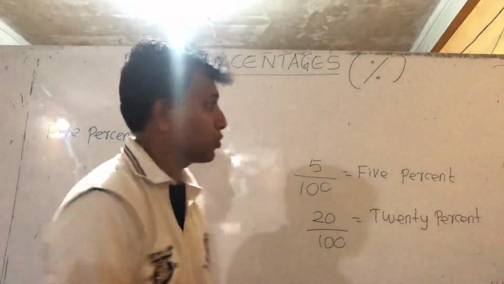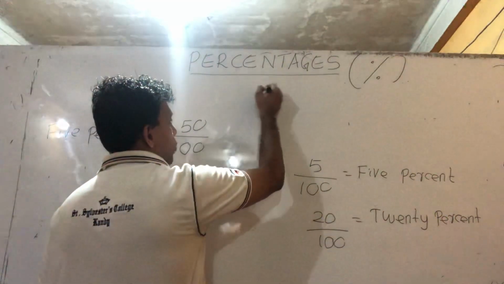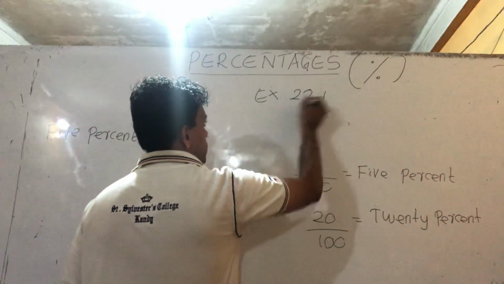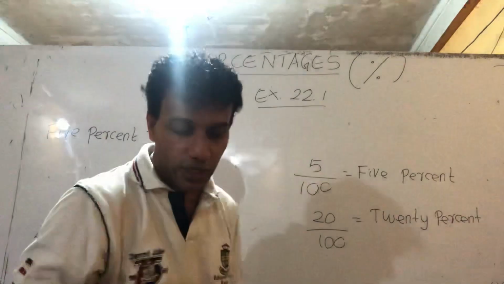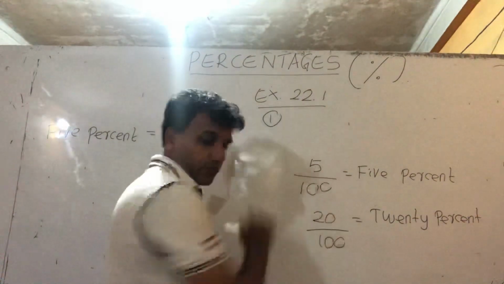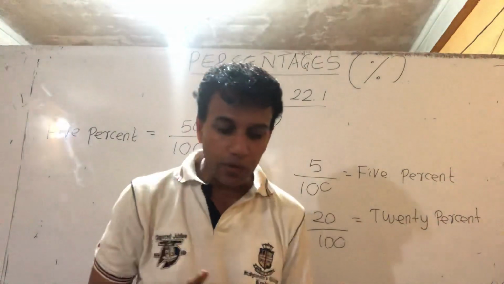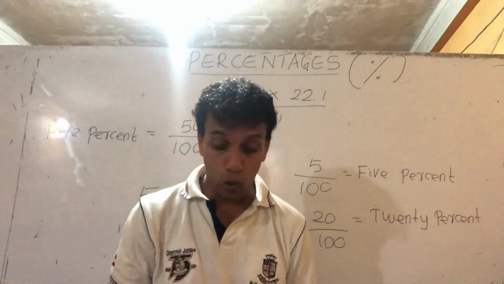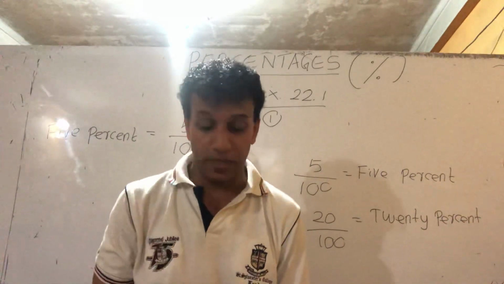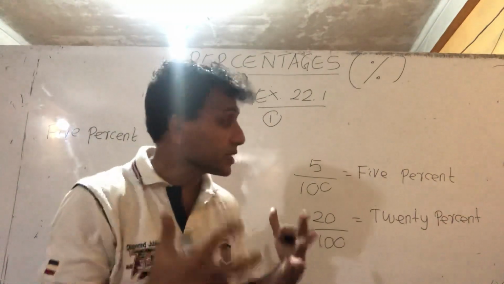22.1 exercise, okay? This is the 22nd chapter in your local textbook part 2, right? See the first question, what is that? Write the percentages given below in words using the percentage symbol. We have to write the percentage symbol.